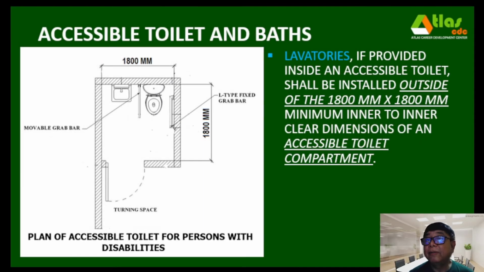The lavatories, if provided inside an accessible toilet, shall be installed outside of the 1.8 by 1.8 minimum inner to inner clear dimensions of an accessible toilet compartment. This is a cubicle. So what is meant here is if there will be other cubicles here and you have lavatory outside, then the lavatory should have a clear space of 1.8 by 1.8 meters.